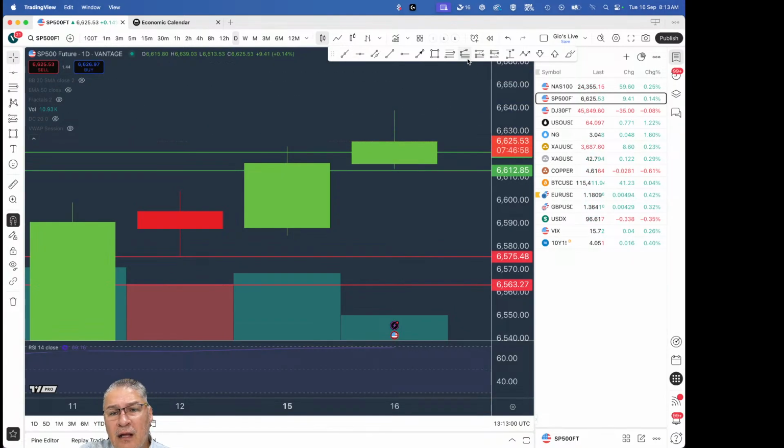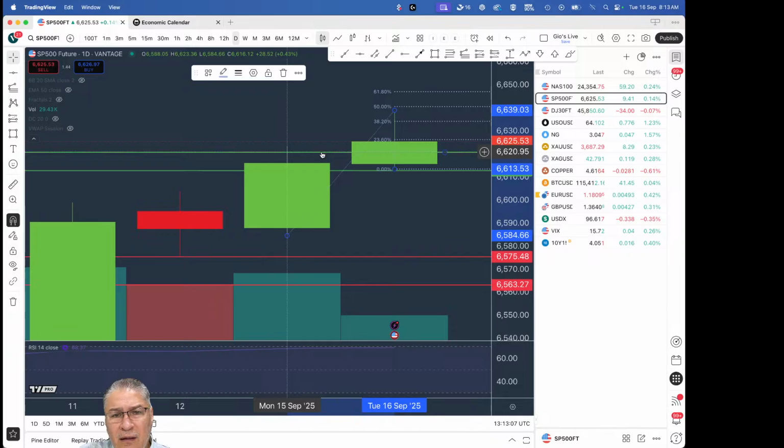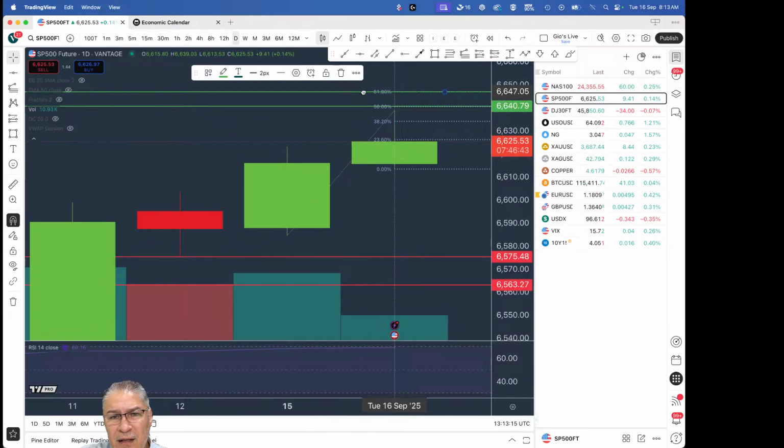So again, let's use our trend-based FIB extension tool. Measure that. I'm gonna use the 50% and the golden proportion because again, this is all new territory.